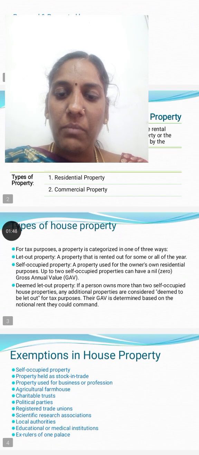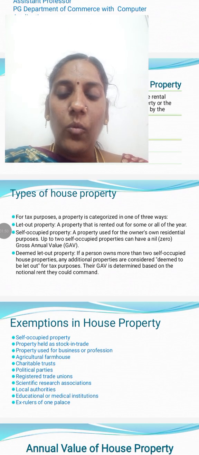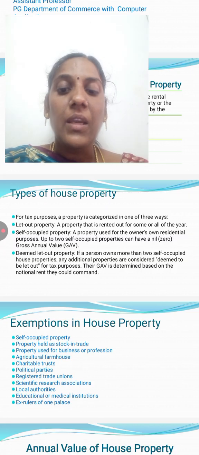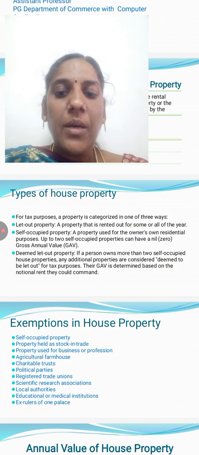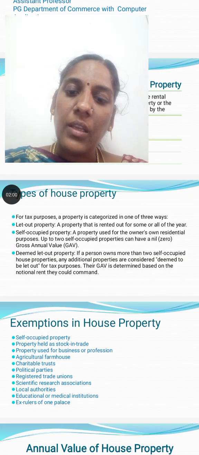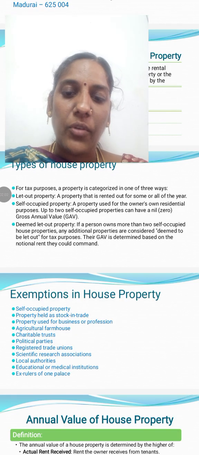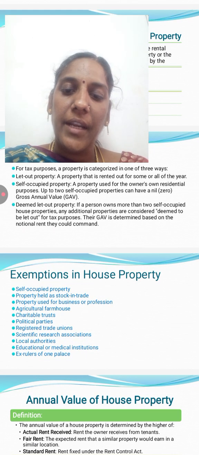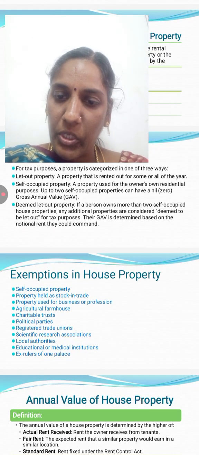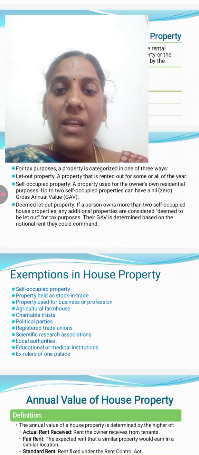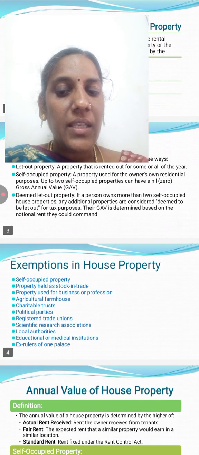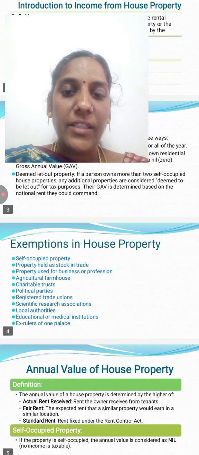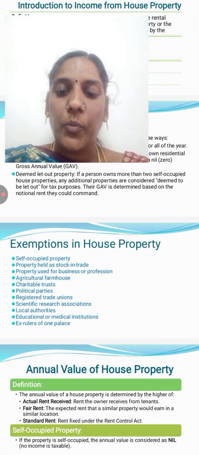Next one is exemption in house property. What are the exemptions? Self-occupied house property, property held as stock in trade, property used for business or profession, agriculture farming house, charitable trust, political parties, registered trade unions, scientific research associations, local authority, educational or medical institutions, and ex-ruler's palace. These are the exemptions given in the house property.